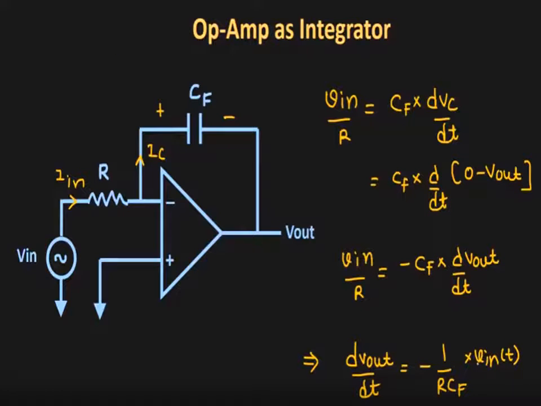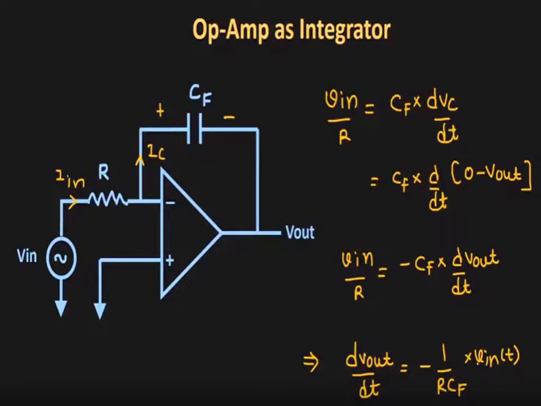Next, I am substituting that IC value. So it is given as Vin divided by R should be equal to CF into dVc divided by dt. I am taking the derivative of Vc. Vc is nothing but the voltage across this capacitor. In the feedback, due to the virtual ground, I can write that as 0 minus V out.